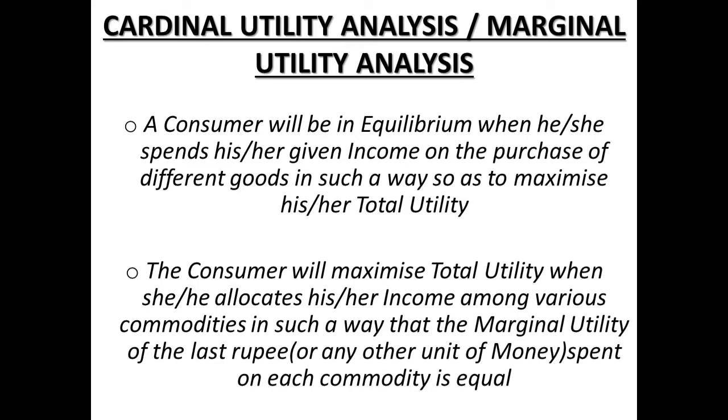Now here a slight difference has come in the statement. Previously the statement was saying that the consumer will allocate his given income on different goods in such a way that he will be maximizing his total utility. Now the statement is saying that the consumer will allocate his given income on different commodities in such a way that the marginal utility, now we are focusing on marginal utility of the last rupee. We are not talking about the utility of the commodity, but we are focusing on the utility from the rupee spent on each commodity is equal. I hope you are understanding the meaning of these two different statements, right?